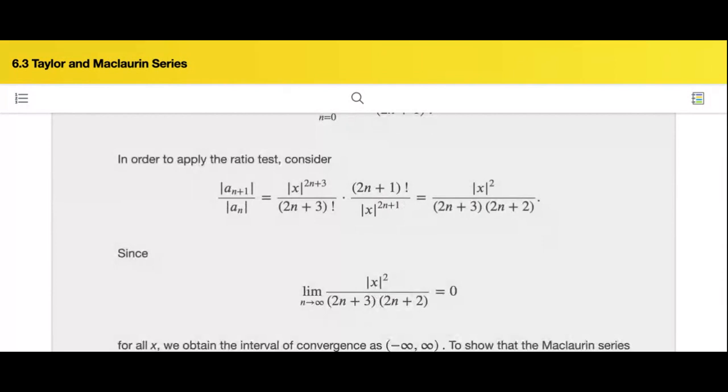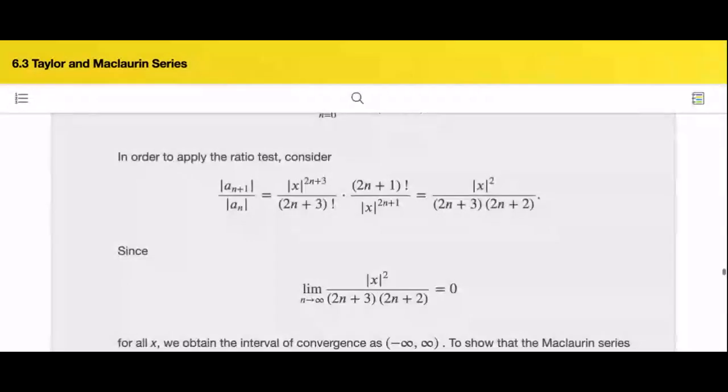Now we take the limit of this. The absolute value of x squared has nothing to do with n, so we can pull it outside the limit. So what is the limit as n approaches infinity of 1 over (2n+3)(2n+2)? That's obviously 0, because the numerator 1 is constant and the denominator goes to infinity. So that limit just goes to 0.